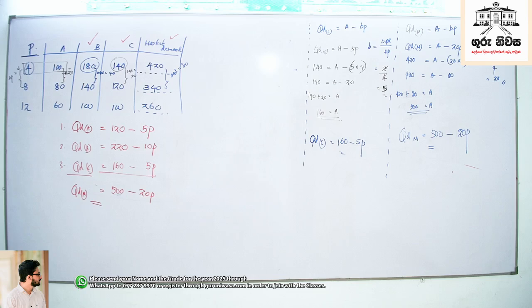Then individual demand means the demand of one person, one buyer. Market demand means the number of units that all consumers are willing to buy at the market. Any doubt? Shall we move on?